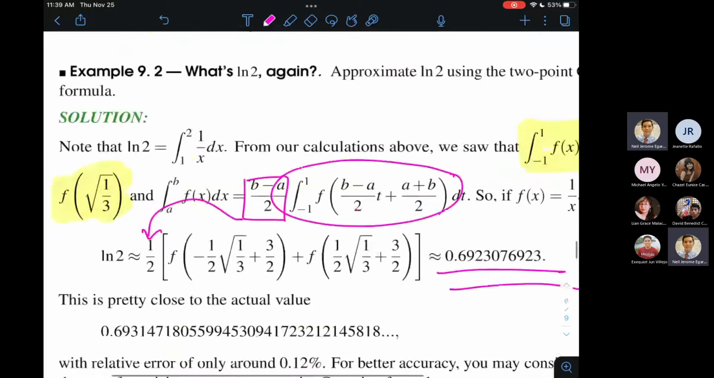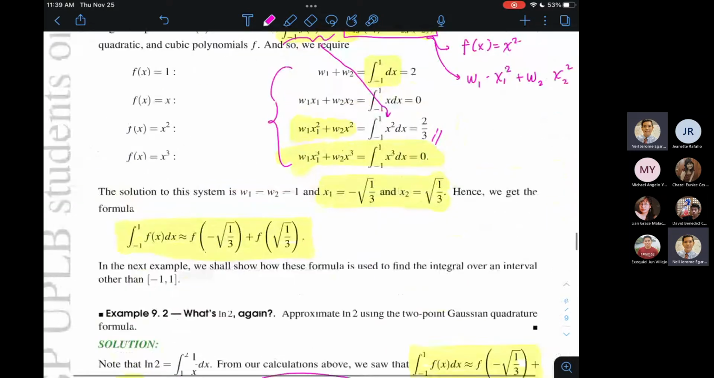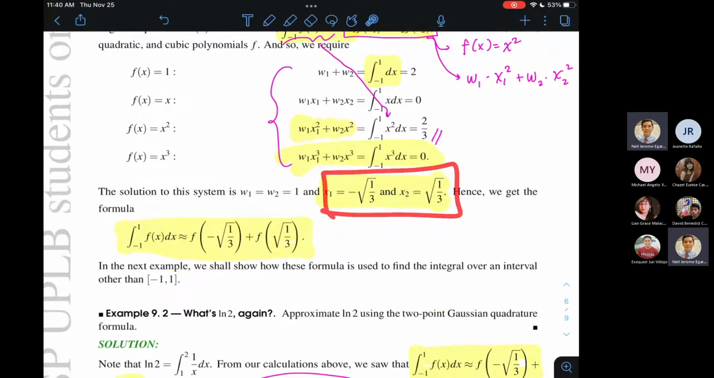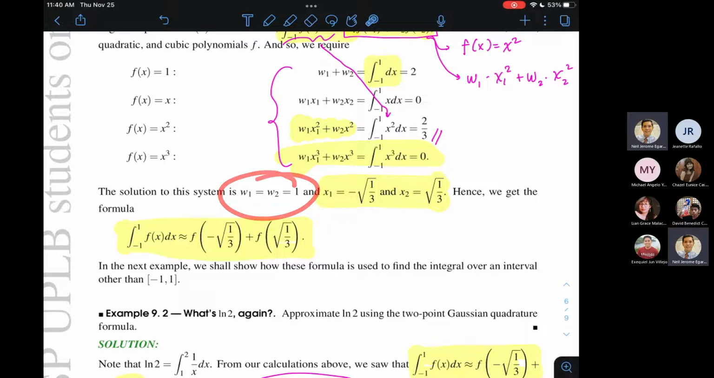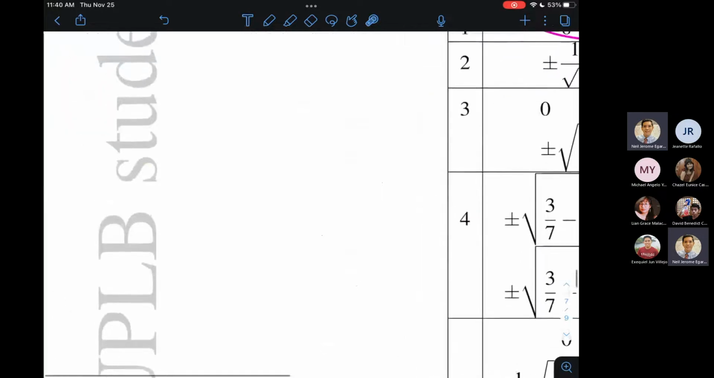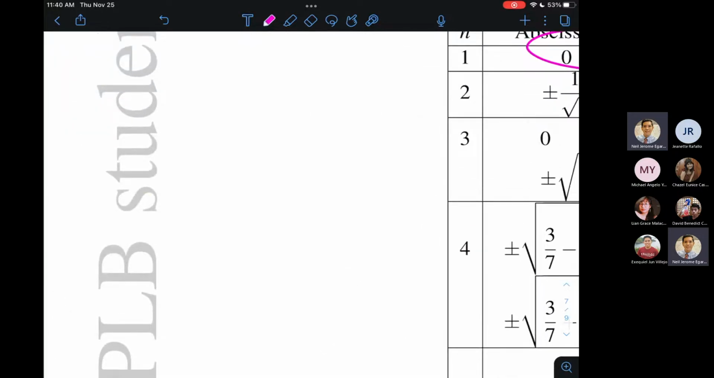So let's go back to it. Okay? This is the quadrature rule we got. The abscissas are plus or minus root of 1/3, and the associated weights are 1 and 1. Since you want to compute 2 points, we can use the result of Abramowitz. He says, okay, if you want 2 points that will maximize the degree of precision, take the roots of the degree 2 Legendre polynomial.